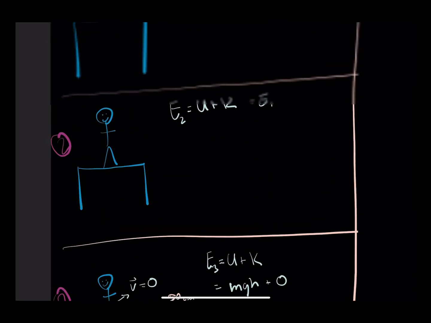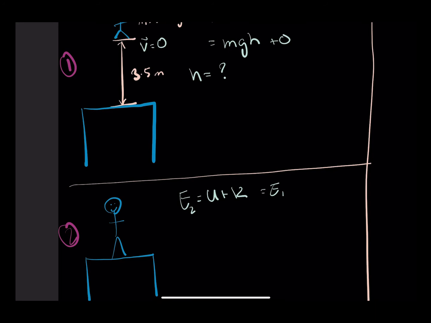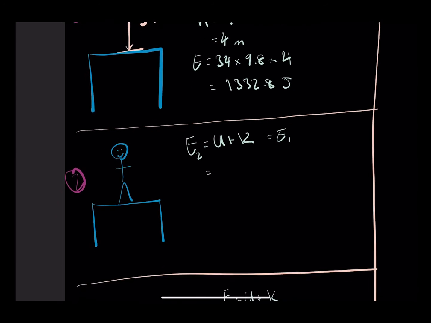Now that we know where our reference level is, we can work out our height up here. Our height is going to be 3.5 meters, which is how high we are above the trampoline, plus 0.5 meters, which is how high we are above that reference level, which is 4 meters. And so our energy here is going to be the mass, 34 kilograms, by acceleration due to gravity, 9.8 meters per second squared, by the height above reference level, which is 4 meters. That's going to give us an energy of 1332.8 joules. That energy is going to be constant, so the energy here is also going to be 1332.8 joules.